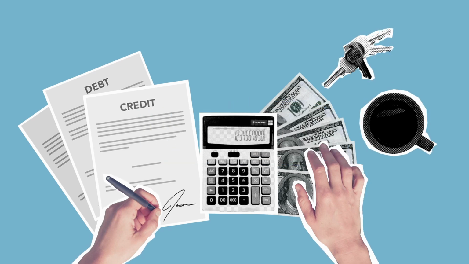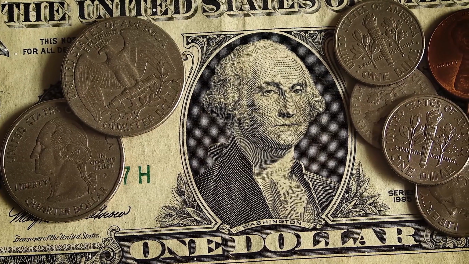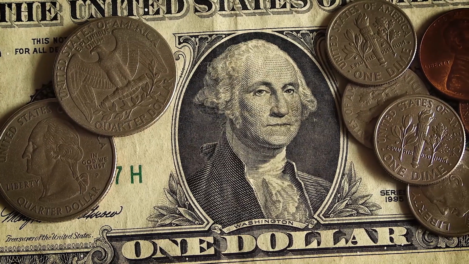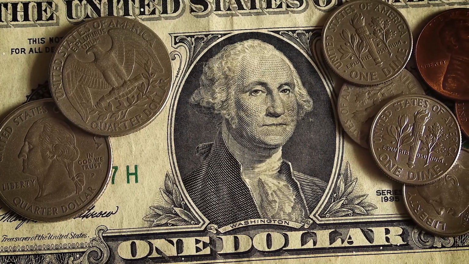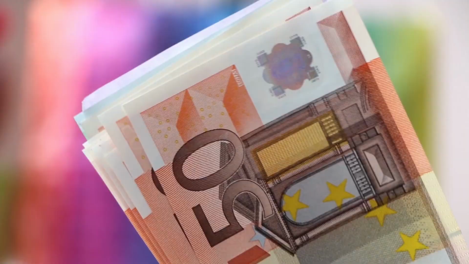The use of paper currency began in China during the Tang dynasty in the century, where merchants would deposit their coins with a trustworthy person and receive a paper receipt in exchange. These receipts could then be used to make purchases or withdraw the original coins.